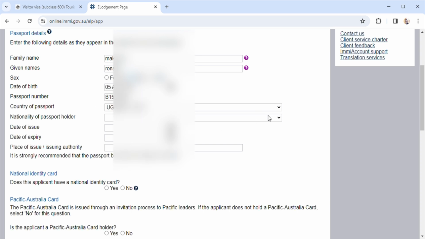Uganda. Where is Uganda? It's here, Uganda. So nationality, passport holder, still Uganda.